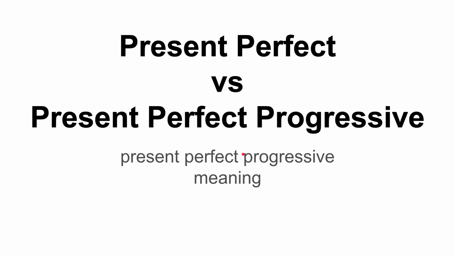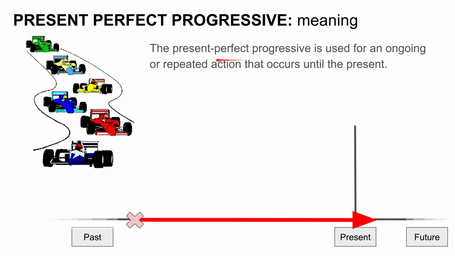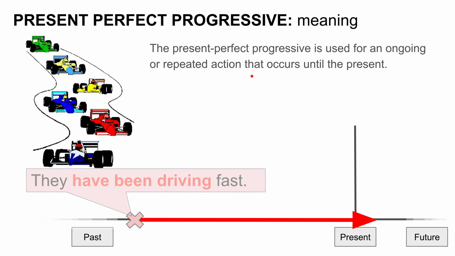Okay, let's look at the meaning. The meaning of the present perfect progressive is an ongoing or repeated action that occurs until the present. So it could be an ongoing or repeating action. Say, for example, they have been driving fast. Did they stop? No, they are still driving fast. They started driving fast sometime in the past, and they continue to be driving fast in the present. So they started in the past, continue to the present, still continuing. Okay, they have been driving fast.